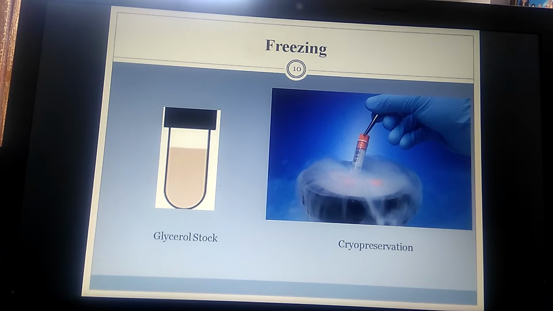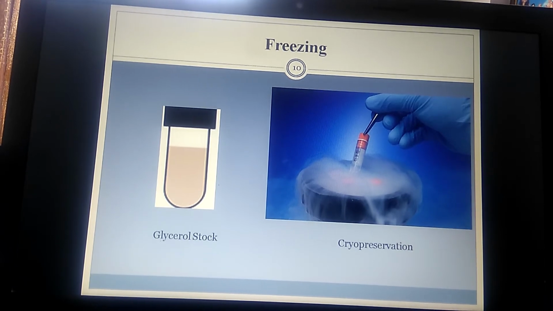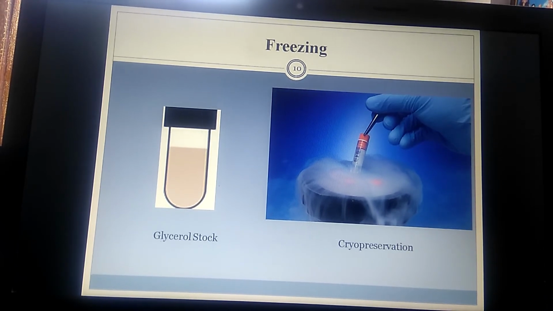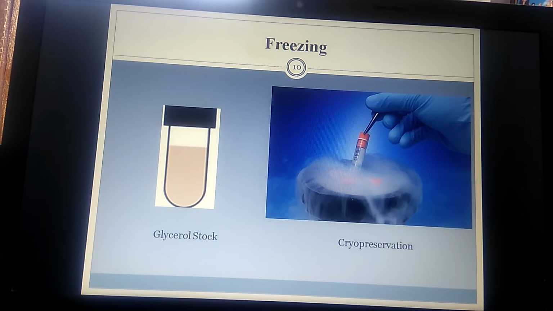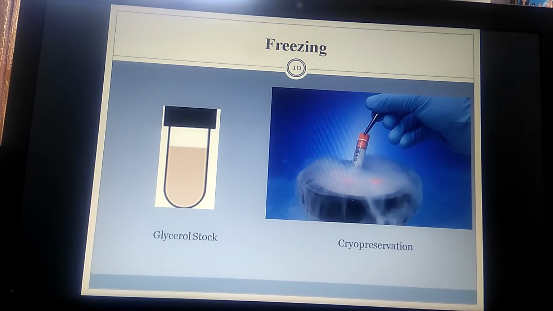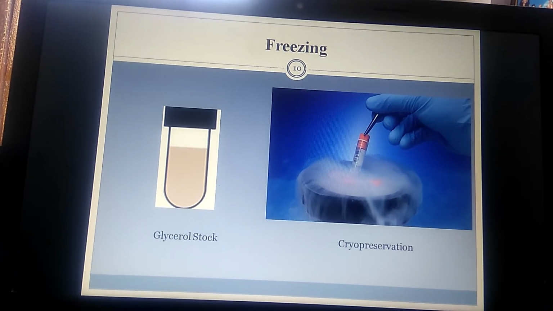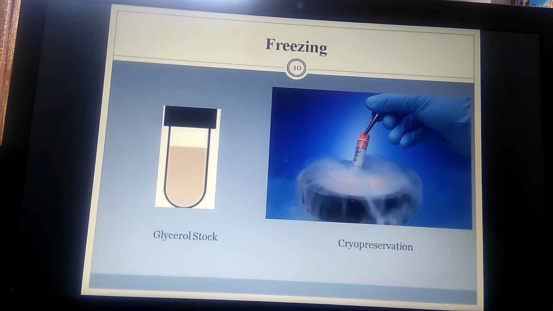So why are we discussing this freezing? Bacteria can't survive in the colder conditions. We have already studied that. Why? Because there is ice crystal formation. Once there is ice crystal formation, the salt concentration will increase, because the water is converted into ice, so the salt concentration will increase. This will disturb the activities of the cells, so the cells will start dying.